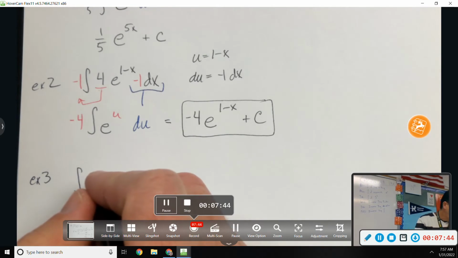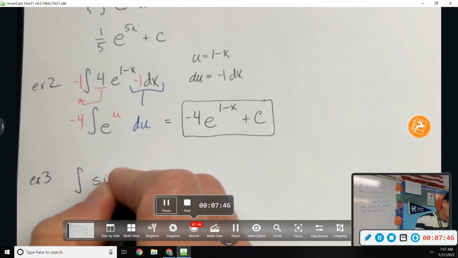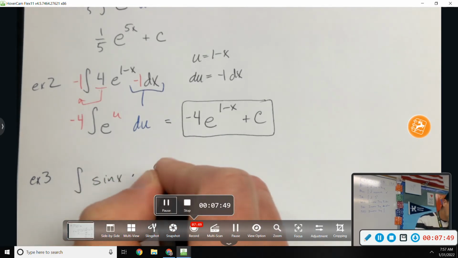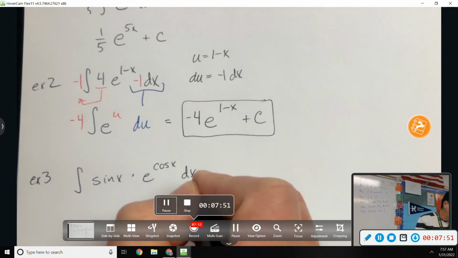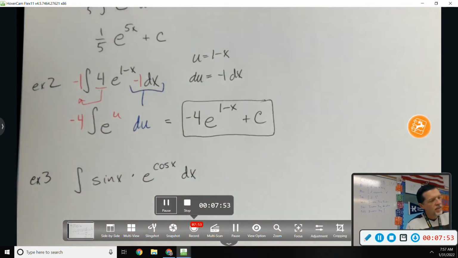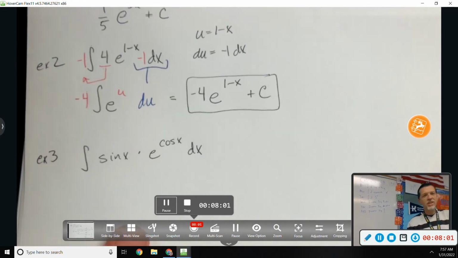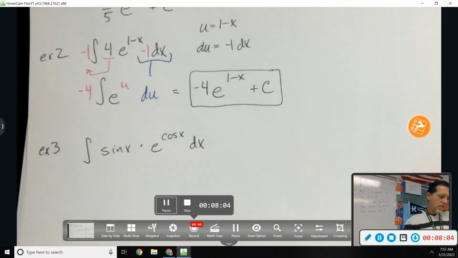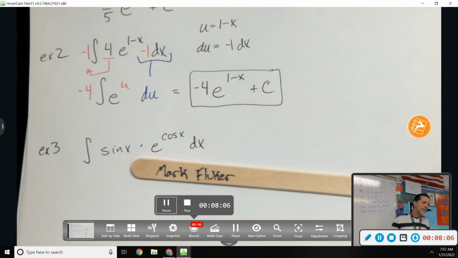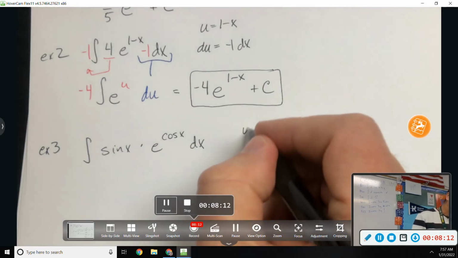Number 3. Antiderivative of sine of x times e to the cosine x dx. Running out of popsicle sticks. If you haven't been called, your time's coming. Mark, thoughts on what u should be? Cosine. I like that pick.